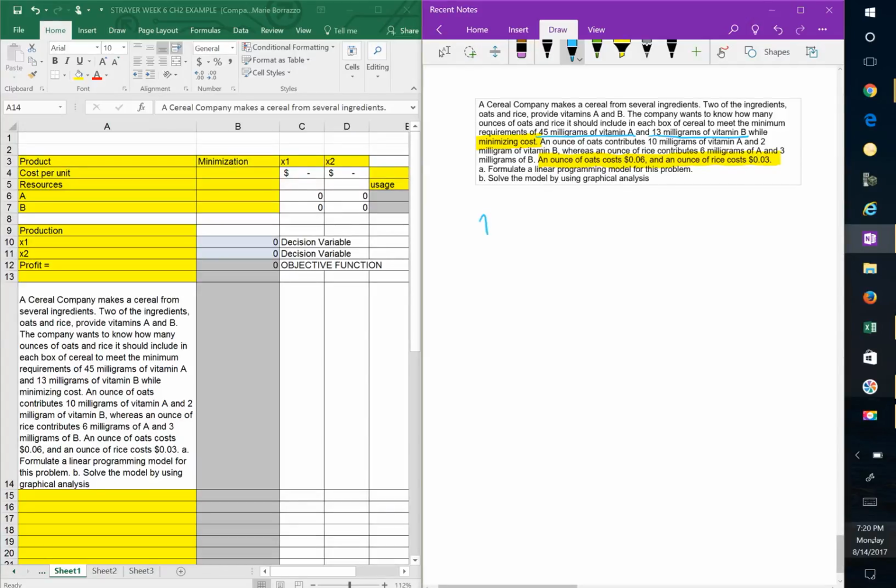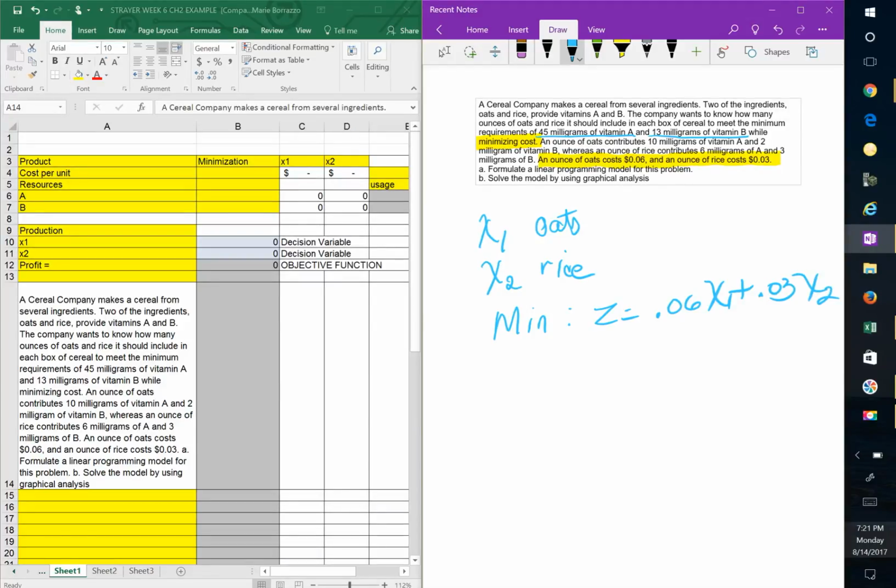So quite simply, we know that we can label X1. We can say X1 is going to be the oats. We know that X2 is the rice. We also know that our objective function is to minimize, because it's stated in the question, where we're going to have 0.06 oats, which is x1, plus 0.03 of the rice, which is your x2. Okay, so that helps us there.